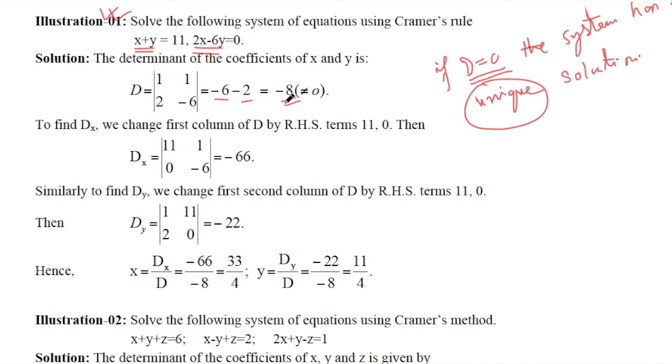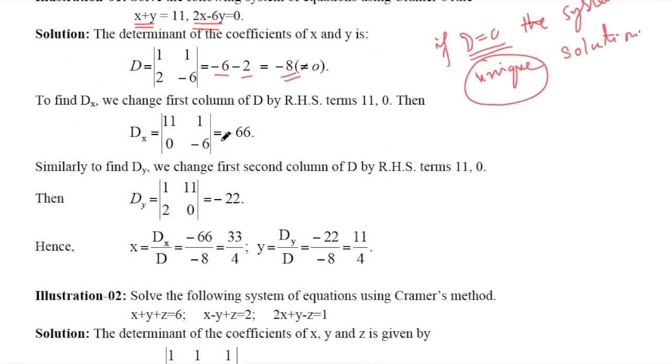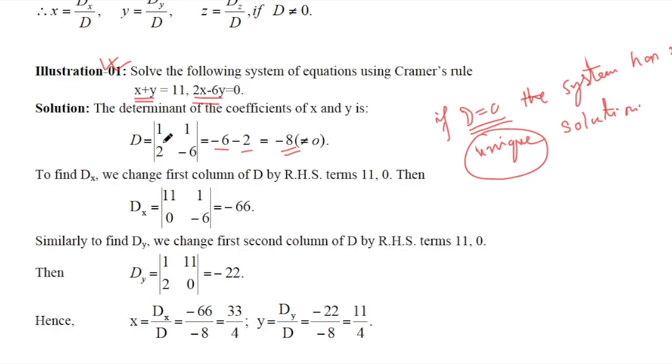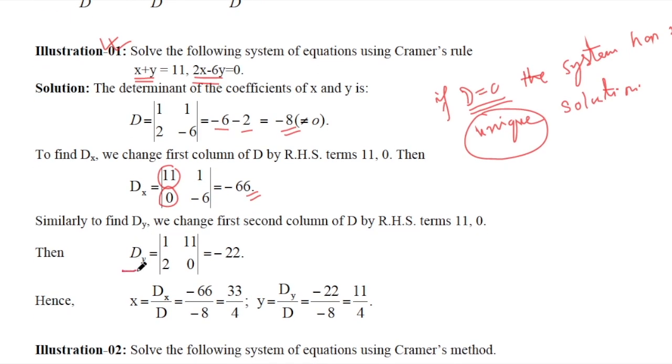So here D equals minus 8, and dx will be what? The right hand side is 11 and 0. So the x coefficients will be replaced by 11 0. It means the first column will be replaced by 11 0, and the determinant is 11 into minus 6 minus 0 into 1, which is minus 66. And for dy, the y coefficients, it means the second column in the coefficient matrix, will be replaced by 11 0, and the determinant is minus 22.